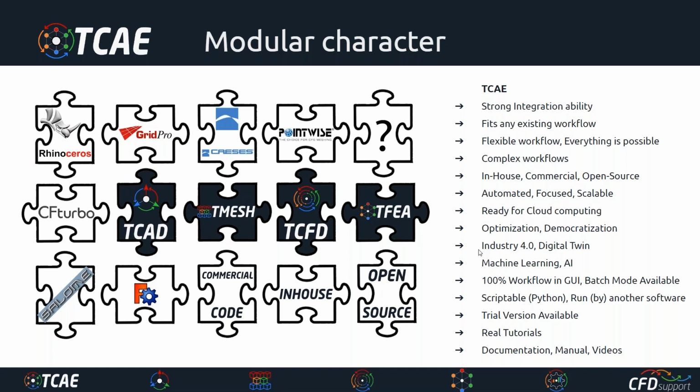The user can choose between TCAE modules, and if needed, combine them with many other software pieces available in the market. So, for example, speaking about rotating machinery, a user can design a fan in CF Turbo. The mesh can be created in T-Mesh. The CFD simulation can be done in DCFD, and structural analysis, including FSI, can be run in the FEA module and combined in such a way.